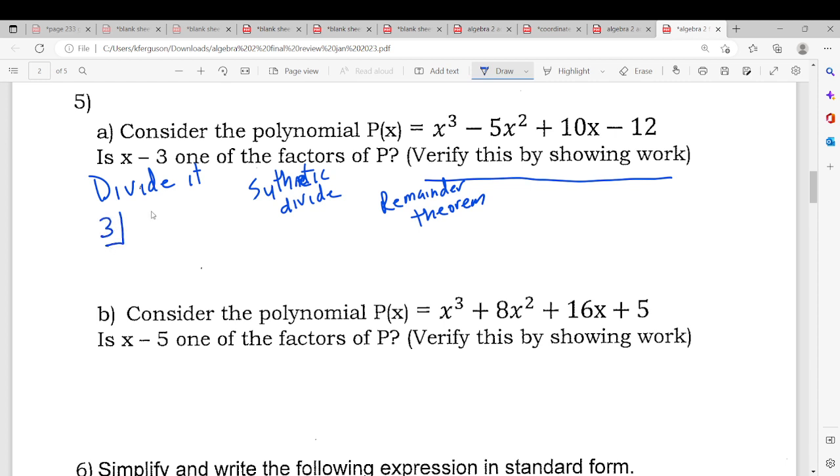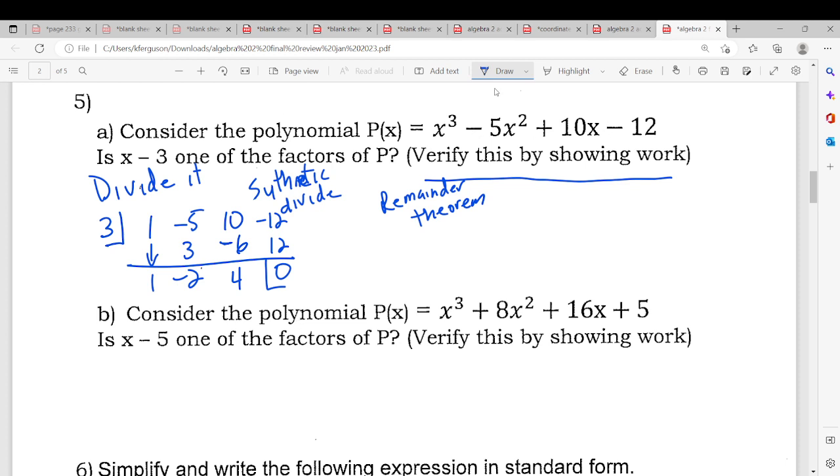Well, I mean, it is. I was going to do them both. So I got 3, let's see, 1, -5, 10, and -12. So bring down the 1. 3 times 1 is 3. -5 plus 3 is negative 2. Negative 2 times 3 is negative 6. 10 and negative 6 is 4. 4 times 3 is 12, and negative 12 and 12 is 0. So the 0 right there tells me that it's a factor.